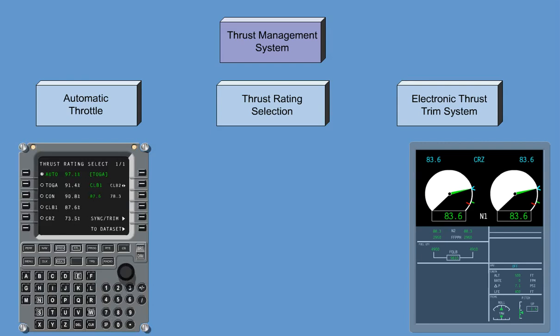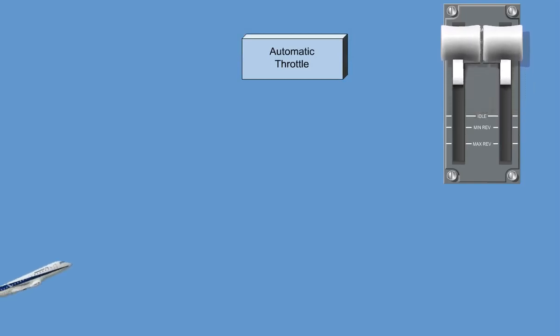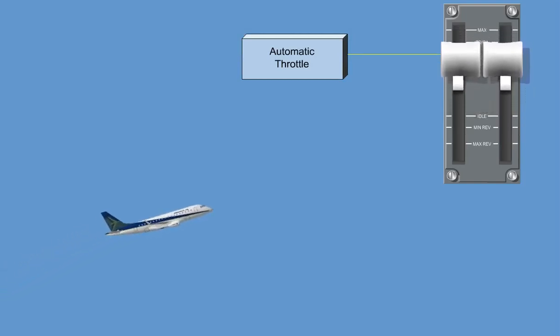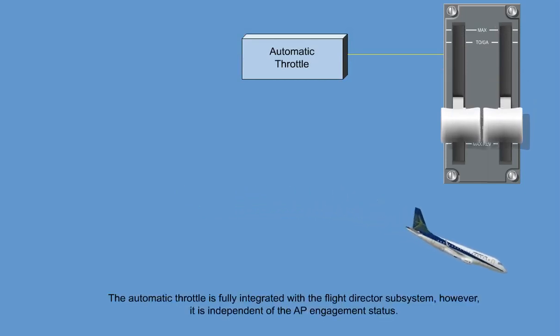The thrust rating selection computes the active engine rating for the current phase of flight and for display on the ICUS. The thrust rating selection operates independently of the automatic throttle. The automatic throttle system automatically positions the throttle levers to control the airplane's thrust throughout the flight regime. The automatic throttle is fully integrated with the flight director subsystem. However, it is independent of the autopilot engagement status.